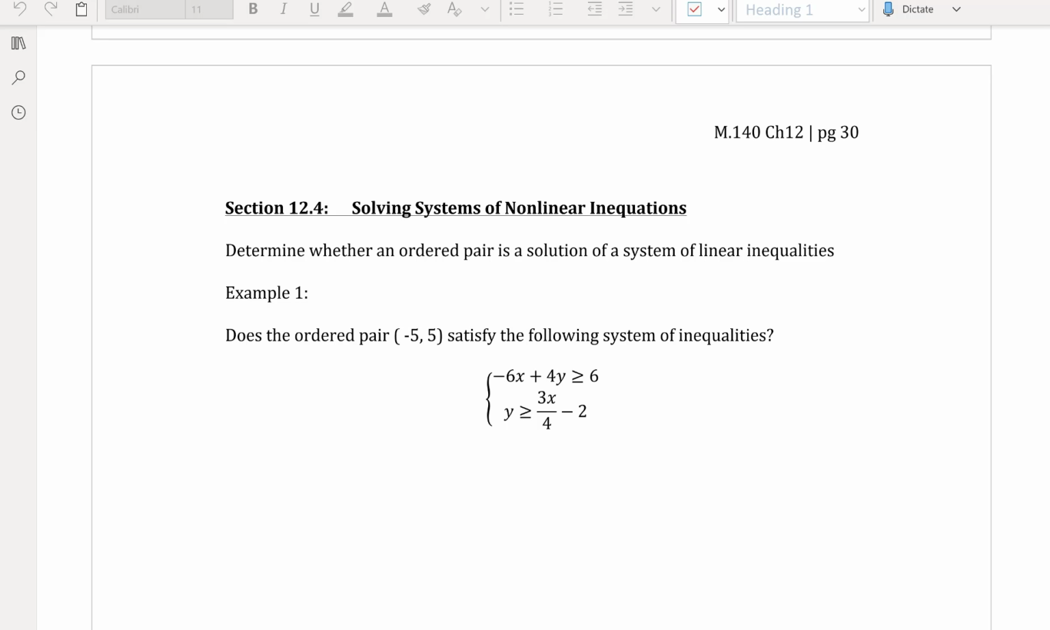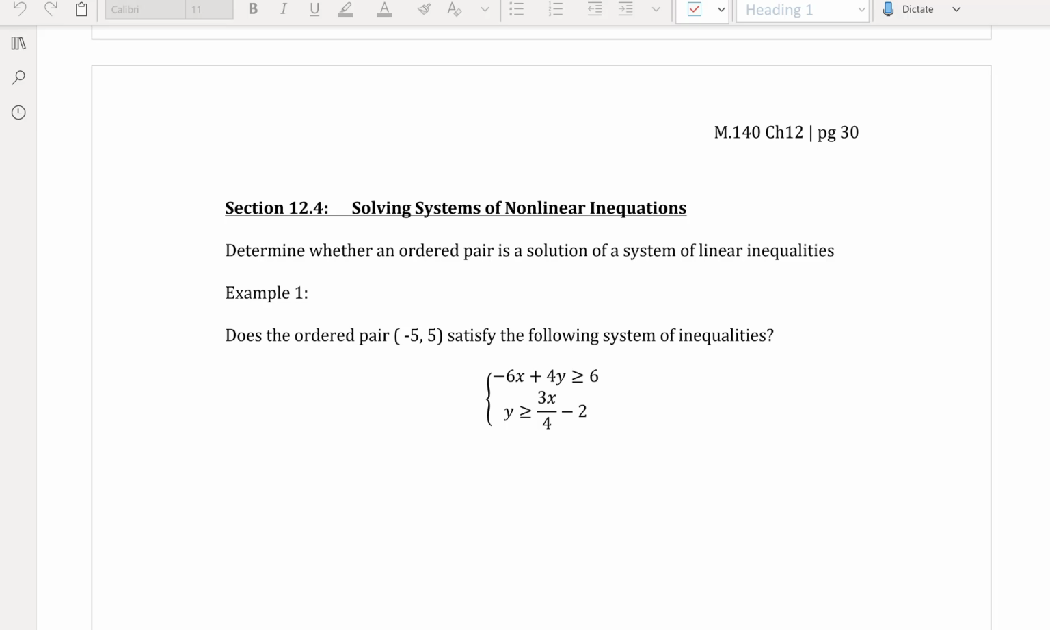Hello and welcome back, Math 140 students. This is our last section of the semester. This is it. This is the last thing you need to know in order to move on from Math 140. So, section 12.4, we are solving systems of nonlinear inequalities.